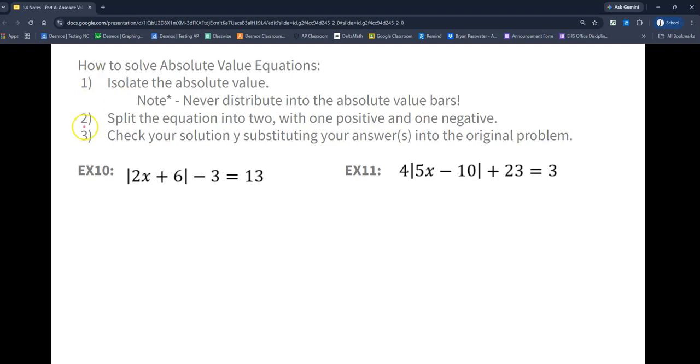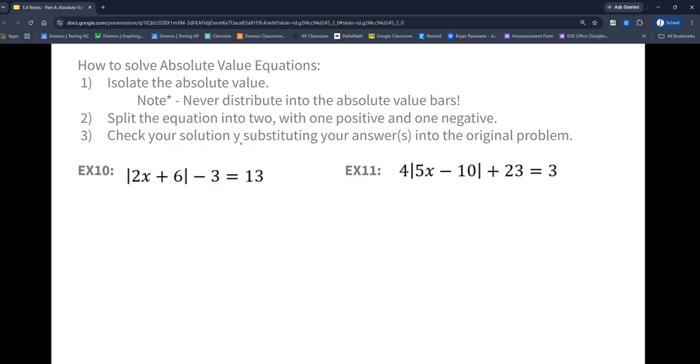This is an important note right here. Never distribute into the absolute value bars. Here's what that means. That means you cannot do this. You cannot multiply like that and get 20x minus 40. It doesn't work. It'll work with parentheses, but not with absolute value bars. So don't do that. That is wrong. I'm going to erase it. Then once those are by themselves, you're going to split the equation into two, one with positive, one with negative. And then you can check your solution by substituting your answers into the original problem or typing it into Desmos if you would rather.